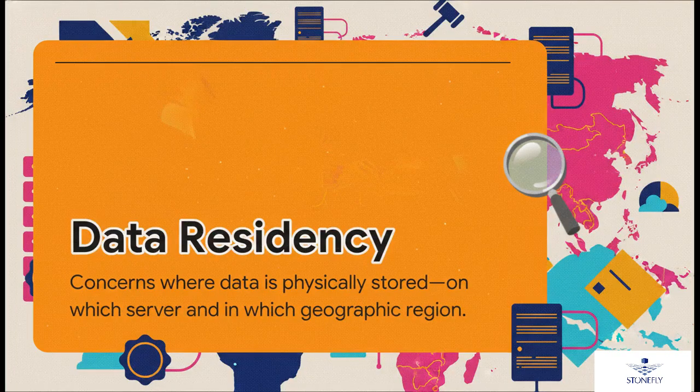Now, data residency, this one is much more straightforward. It's literally just about the zip code of your data. It's about where that server is physically located. So, for instance, a law in Germany might demand that all financial data for German citizens has to be stored on servers inside Germany's borders. It's all about geography, plain and simple.